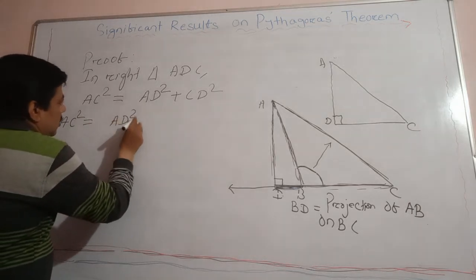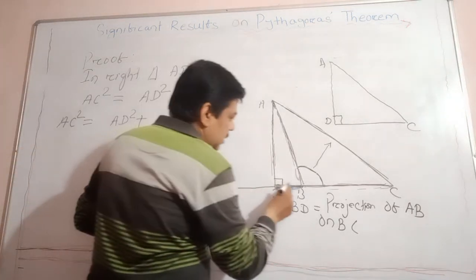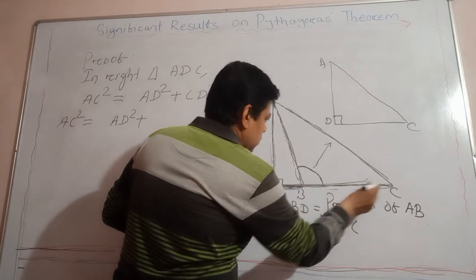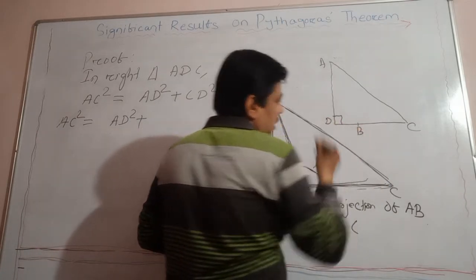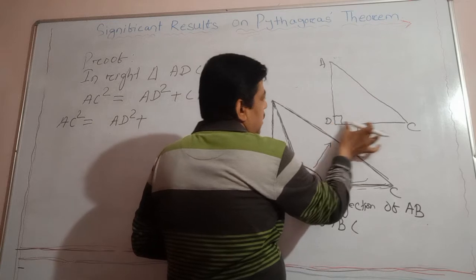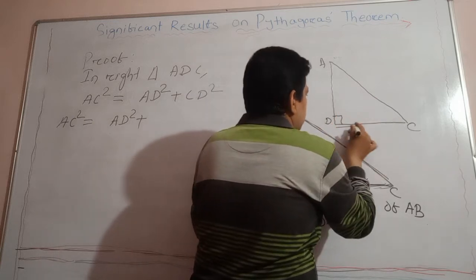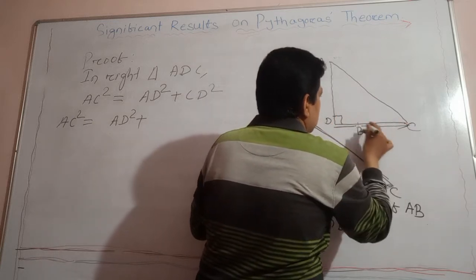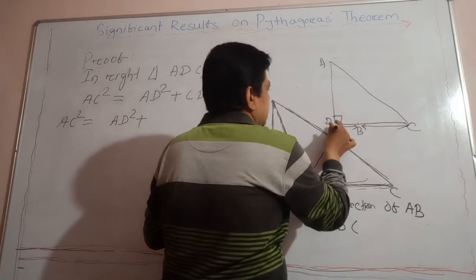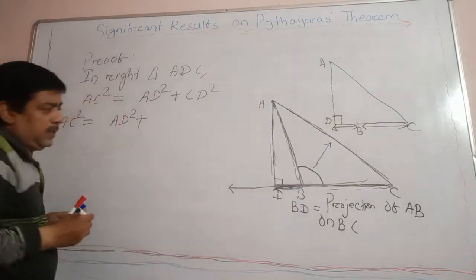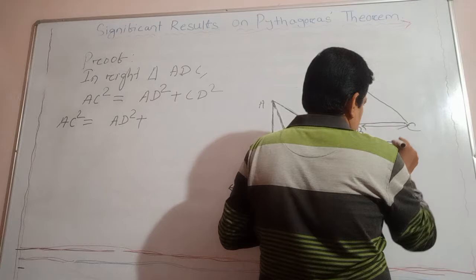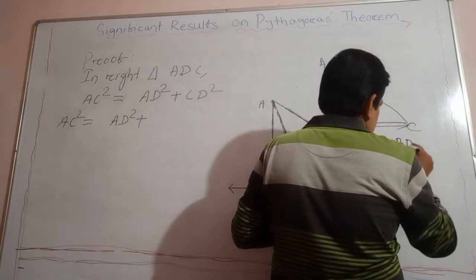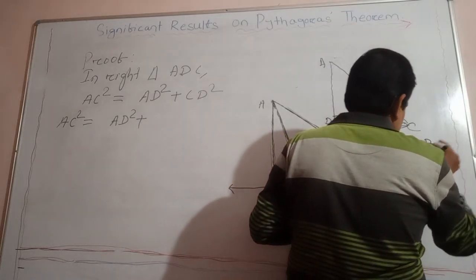Look at here. Acha. CD means what? CD side means what? This whole CD side. There is a point B here. You see here. So CD is equal to BD plus BC. Yes or no? So in place of CD, CD can be written BD plus BC. Is it clear?